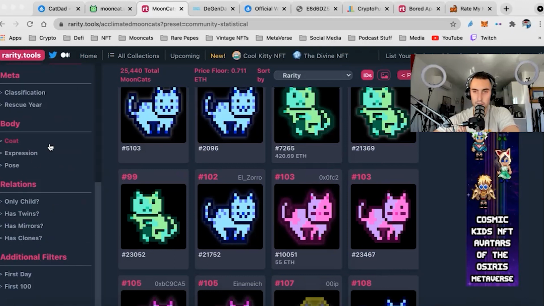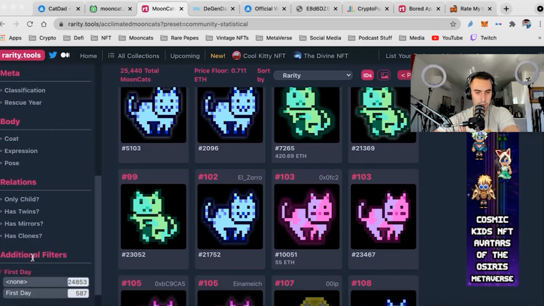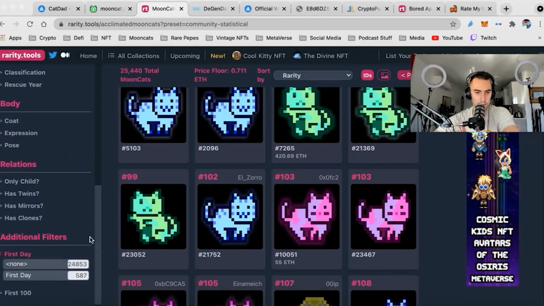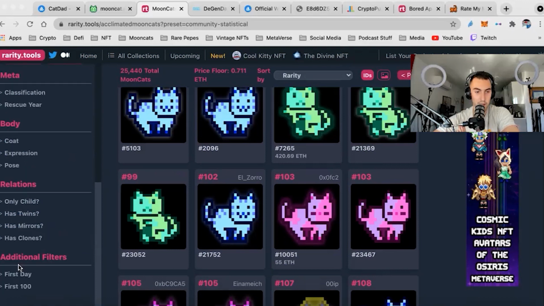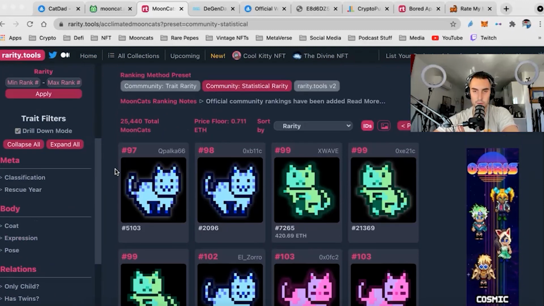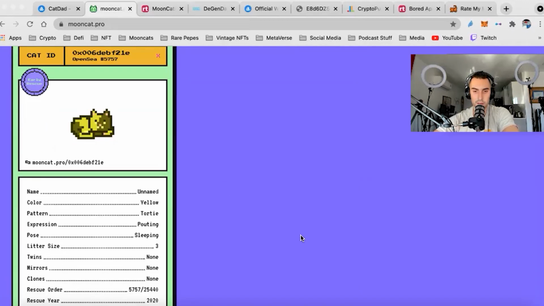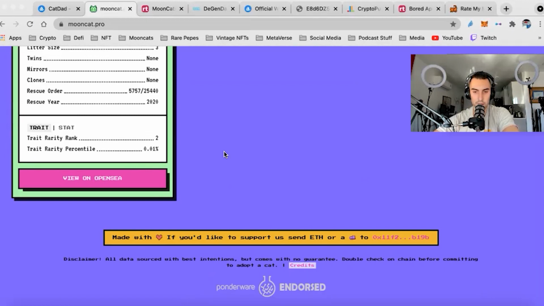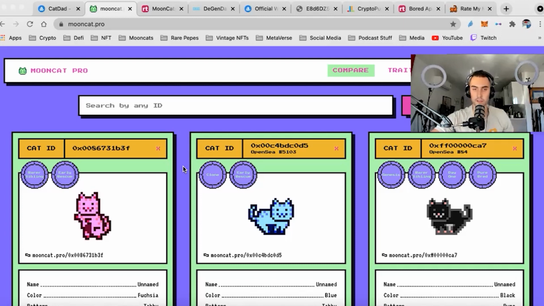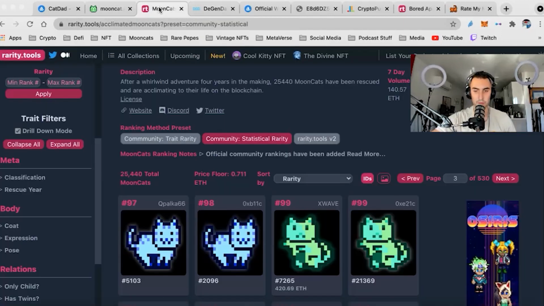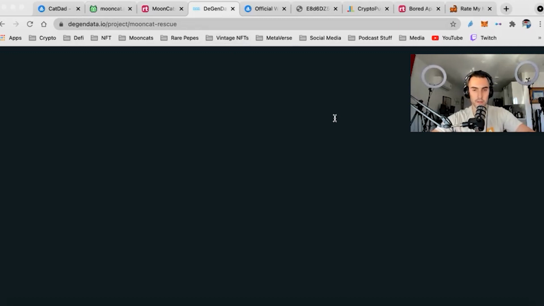The only thing I do want to note is that Rarity Tools does have some numbers wrong. Like first day, it's 491, not 587. So I'm not sure if all of their numbers are off or if that was just manually inputted wrong. So just be very careful. I'm not trying to FUD Rarity Tools. I just prefer MoonCat Pro because it's endorsed by Ponderware, and they're the ones actively updating it and making sure that everything is in coordination. I know this is a preferred tool for the new projects, but keep that in mind: you should cross-check on both platforms to ensure those numbers are statistically right.